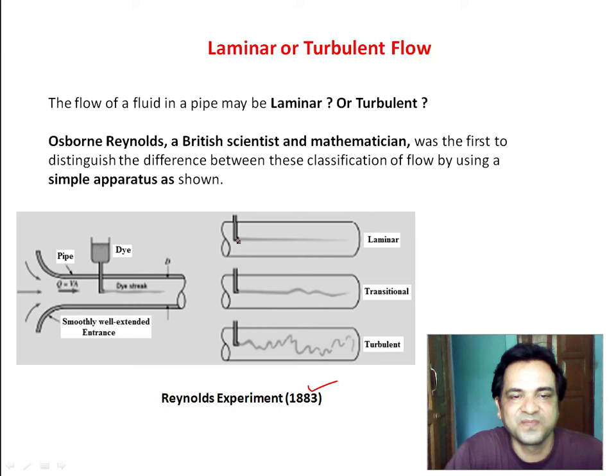In laminar flow, the dye was moving along a straight line with no change of its position. That means it is not mixing with the surrounding fluid. In a turbulent flow, the dye was moving in a haphazard, chaotic manner and mixing with the main flow, that is the water flow. So this is the turbulent flow. This is the classic experiment done by Reynolds, which gives the idea of laminar flow and turbulent flow.